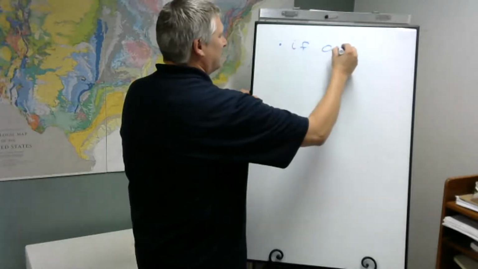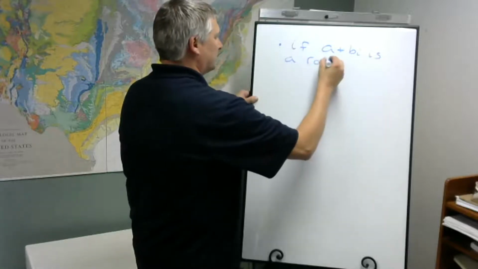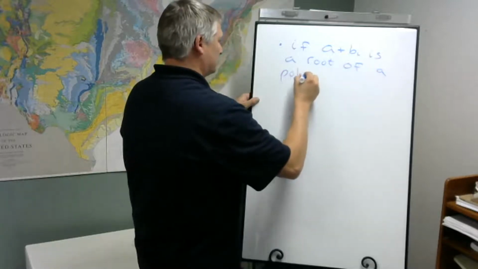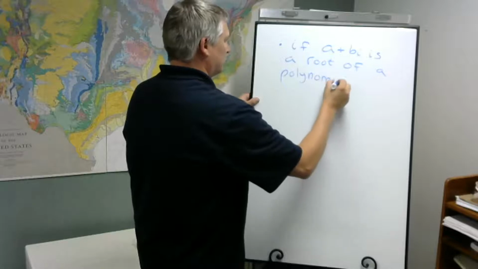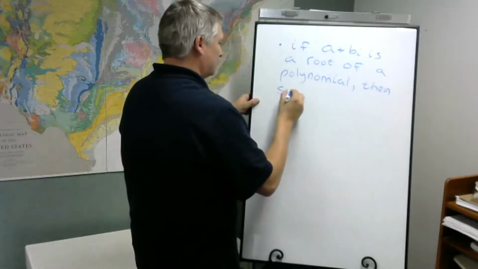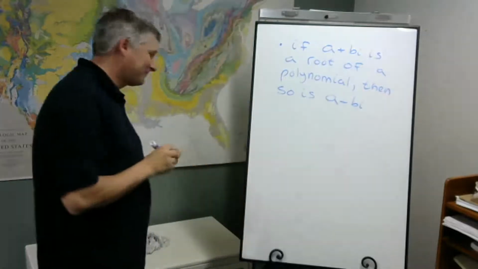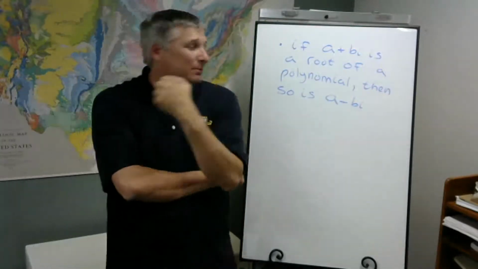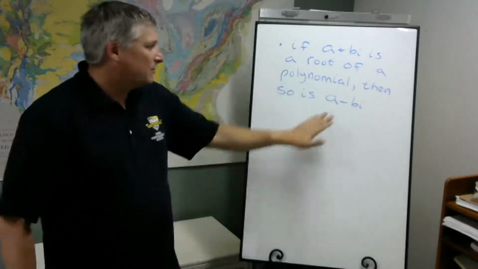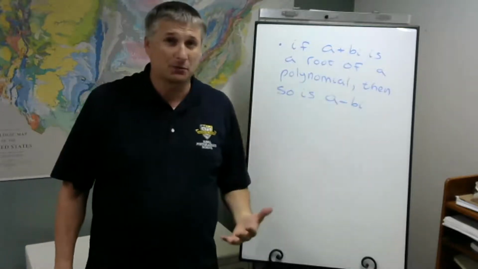If a plus bi is a root or zero, then so is a minus bi. So if you have complex roots, they're always going to be in pairs. So if you have this, you automatically have this as a root. If you have this, you automatically have that as a root.